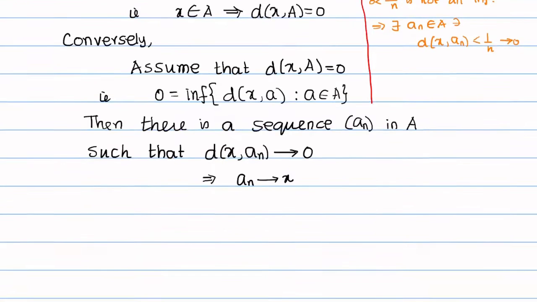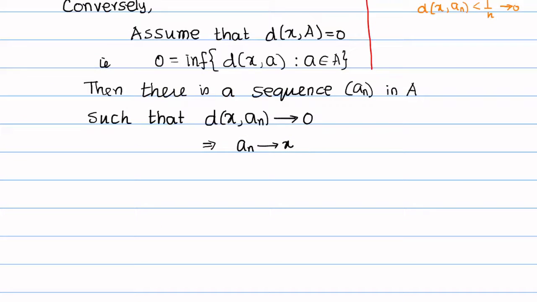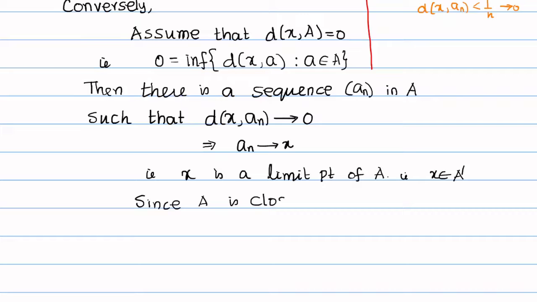That is, a sequence in A converges to x, so x is a limit point of capital A. Okay, since that is the case, this x belongs to A dash (the set of limit points). Since A is closed, it contains all its limit points. So x belongs to A. புரியுதா? அப்போ நான் என்ன ப்ரூவ் பண்ணிட்டேன்?